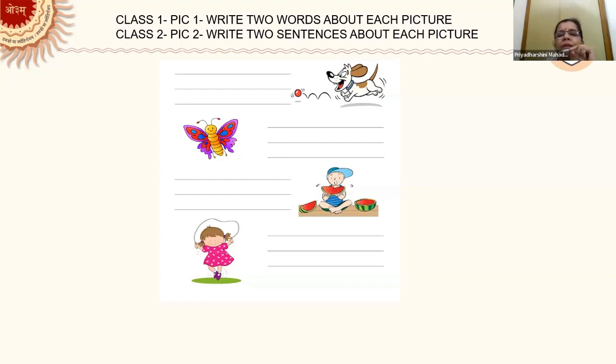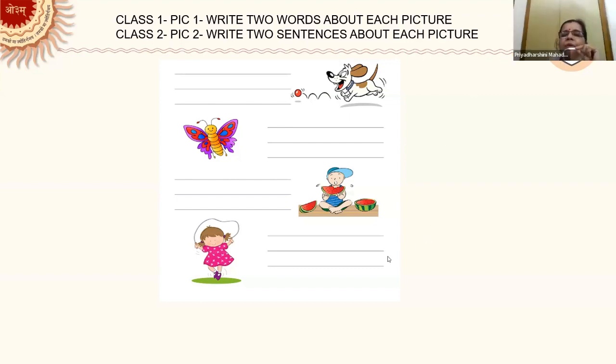Third picture. The child is eating watermelon. The child tastes the watermelon. Okay. Fourth picture. The girl is skipping. The girl is skipping. Okay.